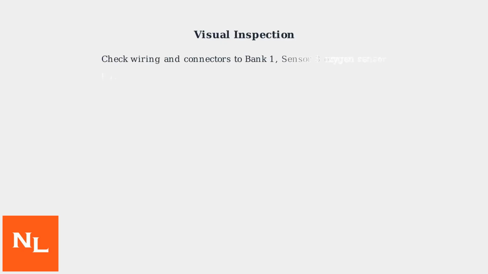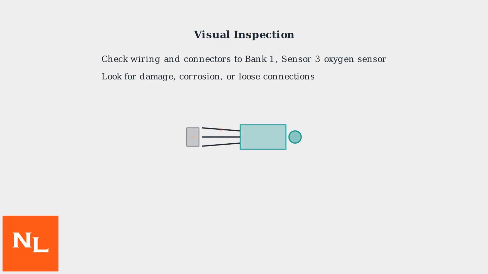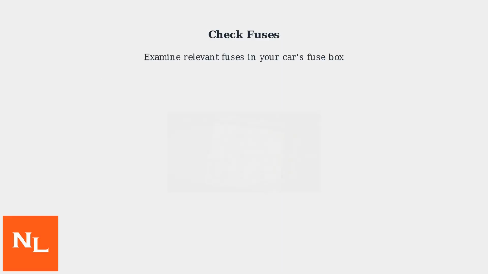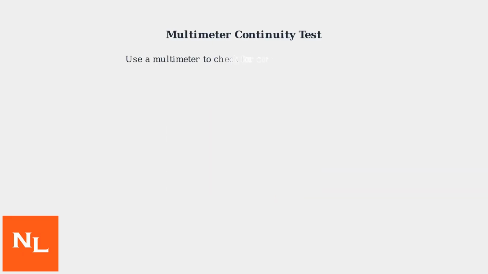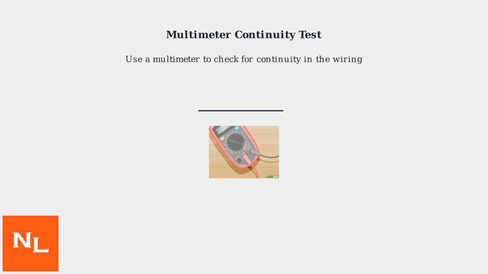Start by visually inspecting the wiring and connectors leading to the Bank 1 Sensor 3 oxygen sensor. Look closely for any signs of damage, corrosion, or loose connections. Next, check the relevant fuses in your car's fuse box. These protect the heater circuit and can blow if there's an electrical issue. A multimeter can be used to check for continuity in the wiring. This helps identify if there are any breaks or shorts in the heater circuit.